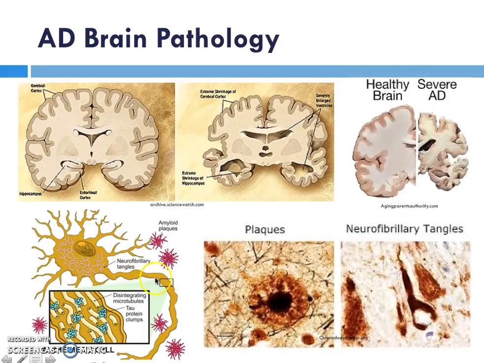So this is your neuron, okay? And if we were to take a cross-section into this axon, what we would see here is these clumps or aggregates of this tau protein. So these are what we call the neurofibrillary tangles, all right?